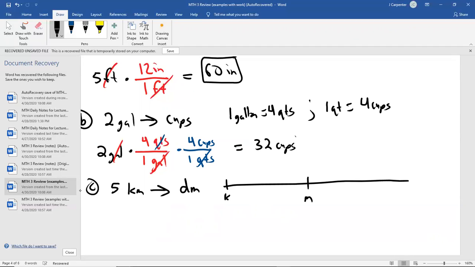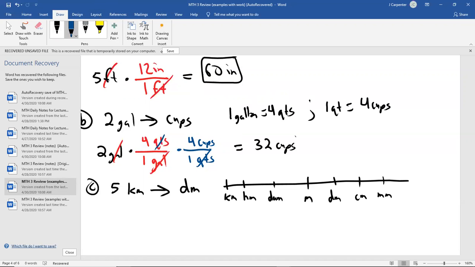The far left is kilometers. To the right of that is our hectometers. To the right of that is our decameters, and that's a DAM. Then our meters. Then to the right of that is our decimeters. To the right of that is our centimeters, and then our millimeters. You don't have to memorize that. It's in your formula sheet.